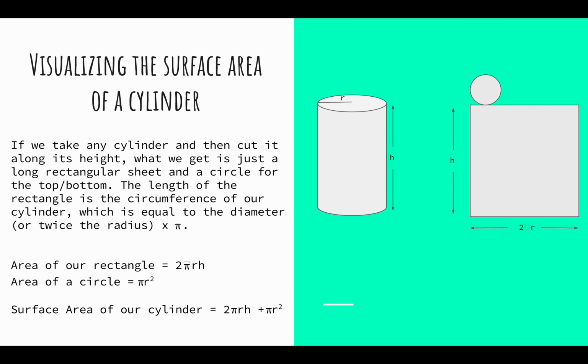To help you visualize the surface area of a cylinder, we want to cut it along its height. What we're left with is just a long rectangular sheet and a circle for the bottom of the cylinder. The length of the rectangle is the circumference of our cylinder, which is equal to the diameter, or twice the radius, times pi. We can take the individual areas of the rectangle and circle and add them together to get the surface area of our cylinder.